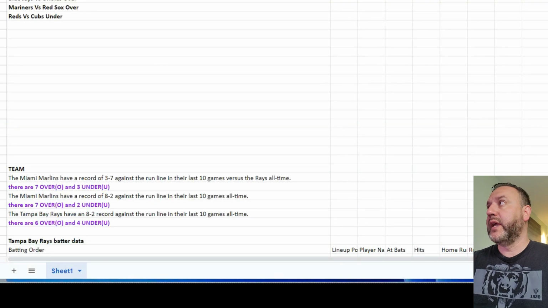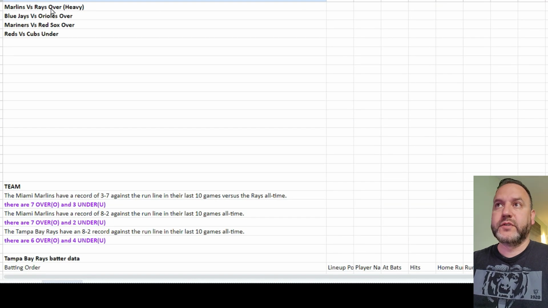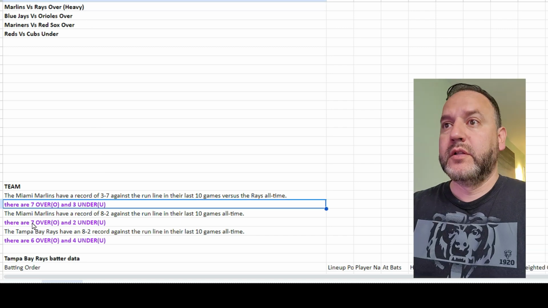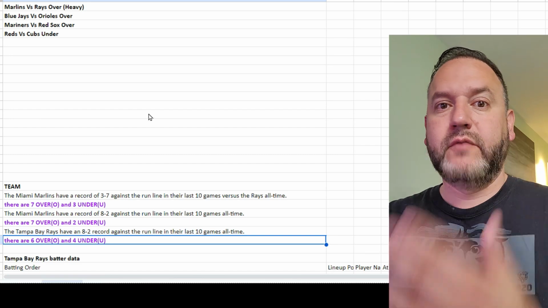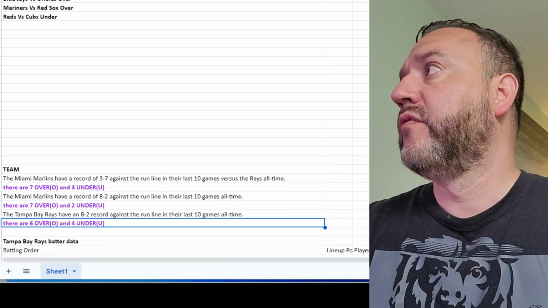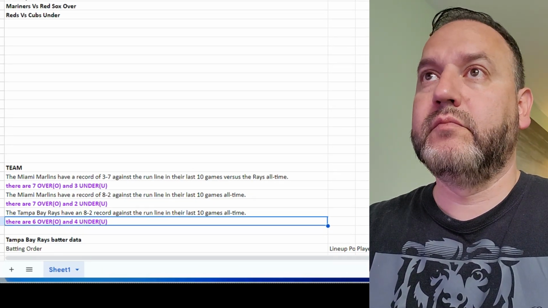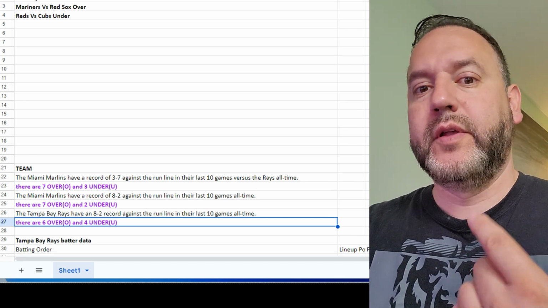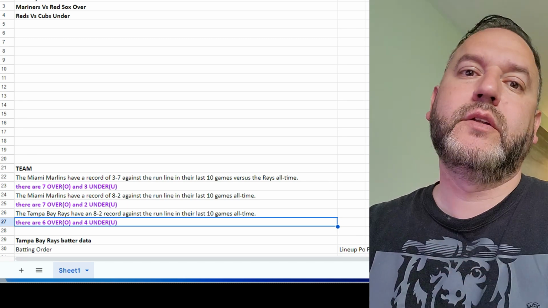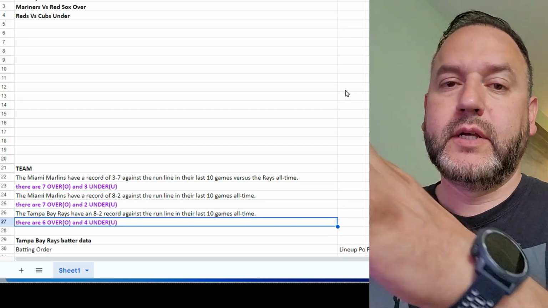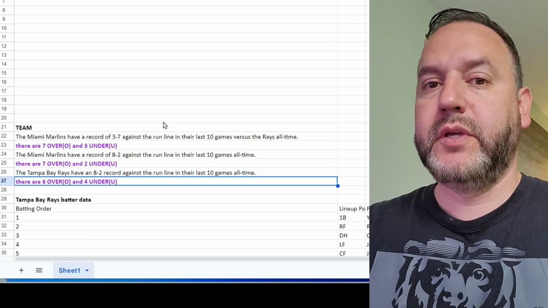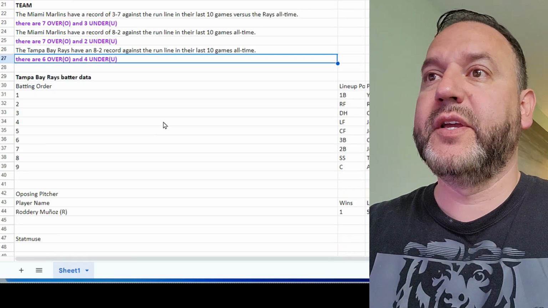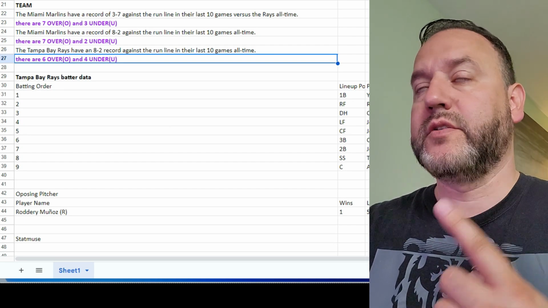What I came up with today was the Marlins versus the Rays over, which is what I was just looking at. I write heavy there just because there's a 7 and a 6, so everything is trending towards the over. From there, I go and look at a bunch of other stuff, like the line move, where the money's at, the sharp money, and stuff like that. For now, this is just a starting point, but it gives me the information that I need. So that's one of the scrapers.